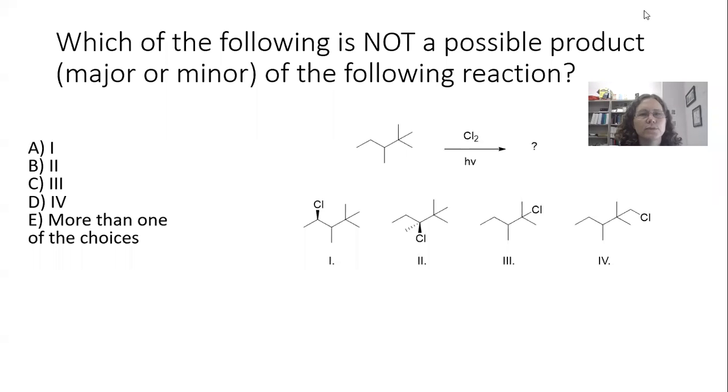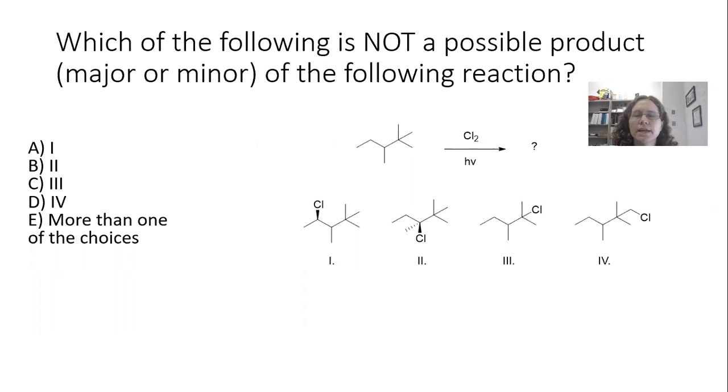This question is asking which of the following is not a possible product, major or minor, of the following reaction. So this reaction has chlorine, Cl2, and it has hν, which is light. The light is a big factor because it helps us to realize that this is going to be a radical reaction. So we have light as kind of the radical initiator.